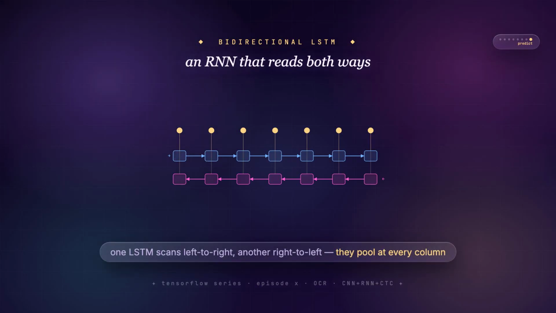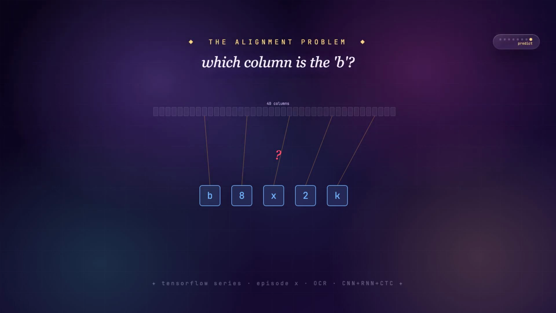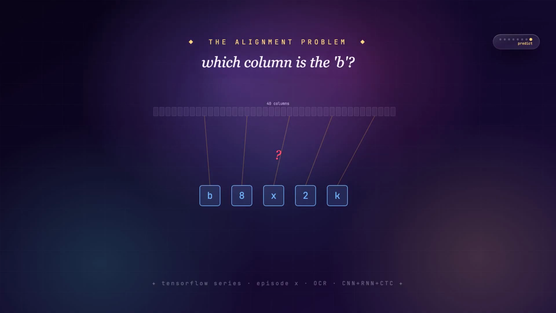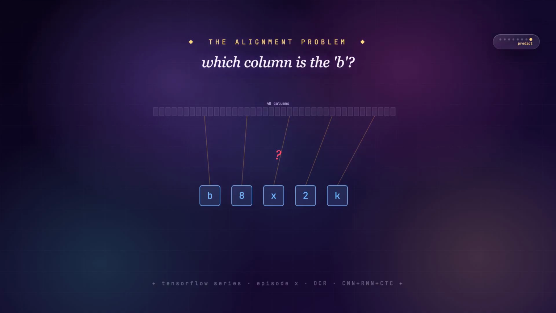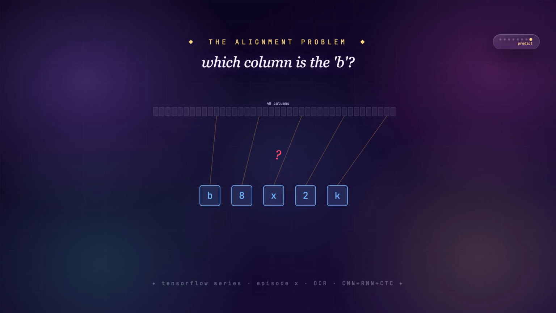Here's the problem that nearly killed OCR for years. The network produces a prediction at every column, maybe 40 columns, but the answer B82K is only 5 characters. Which column is the B? Where exactly does 8 begin? Nobody labeled that. We only know the whole string, not where each letter sits in pixels.